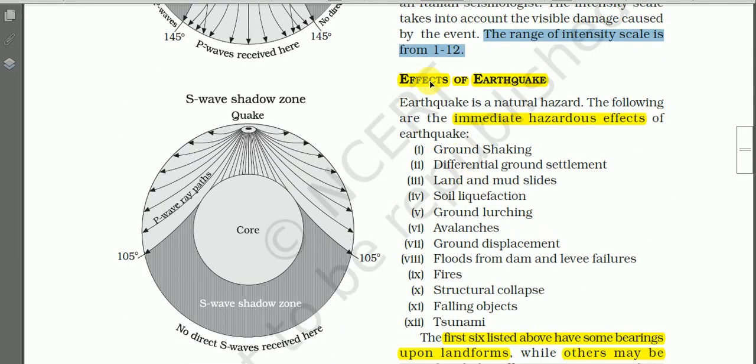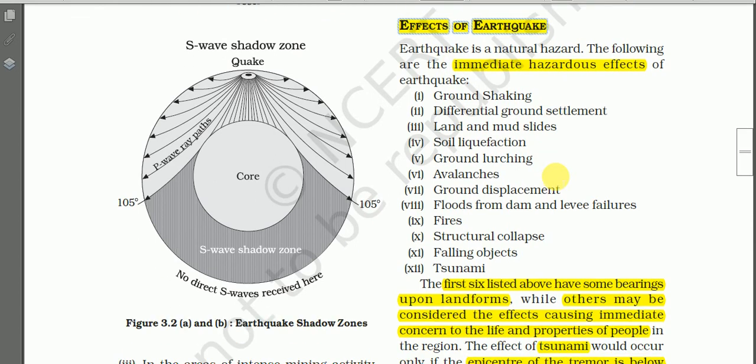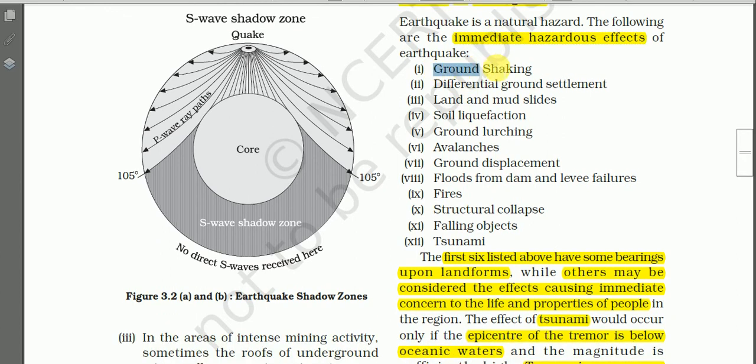Next we have effects of earthquakes. Earthquake is a natural hazard, as you know. It has the potential to cause harm to human beings and to the environment. So we have the following immediate hazardous effects of earthquakes. The first one is ground shaking, that is shaking and trembling of the ground. So this is an immediate effect.